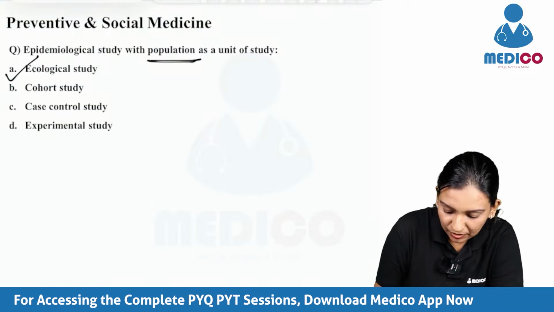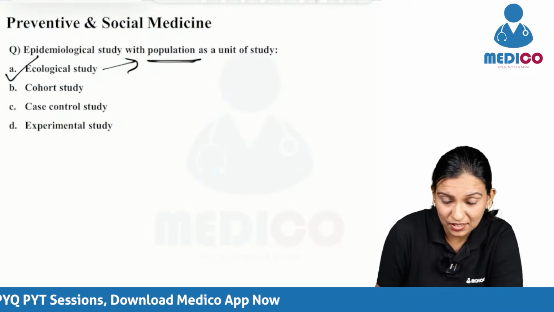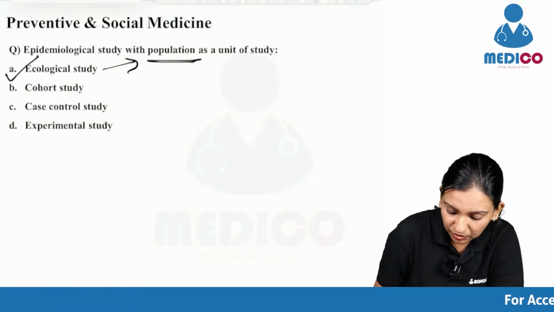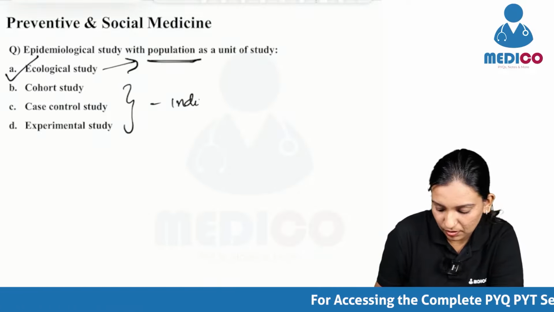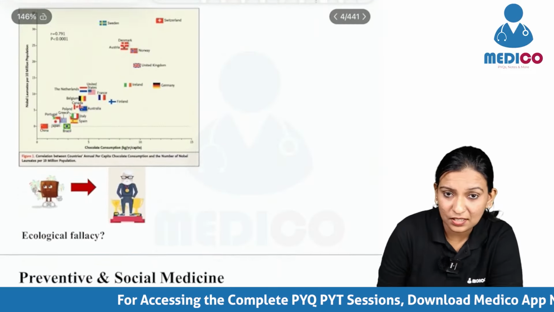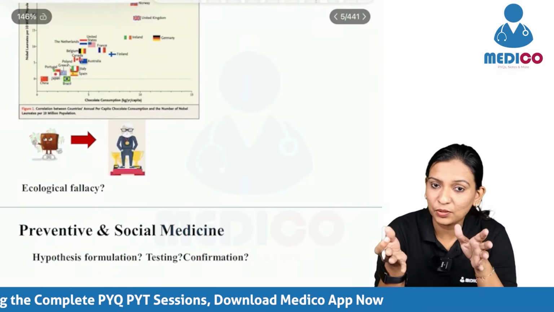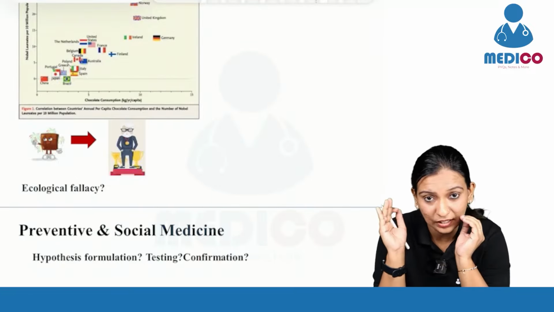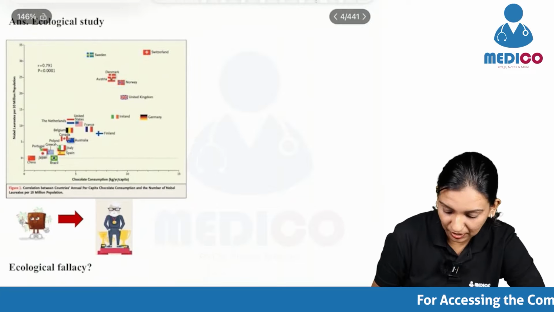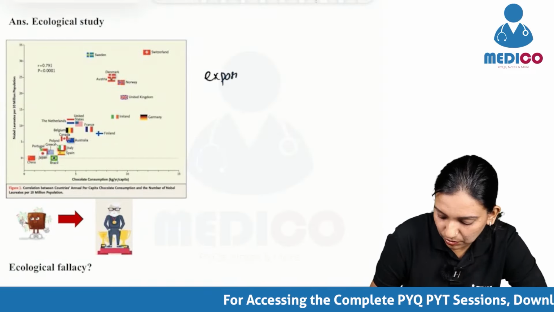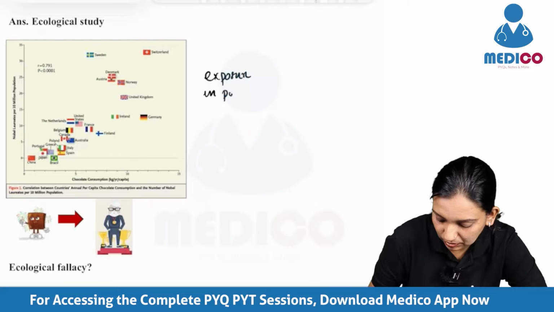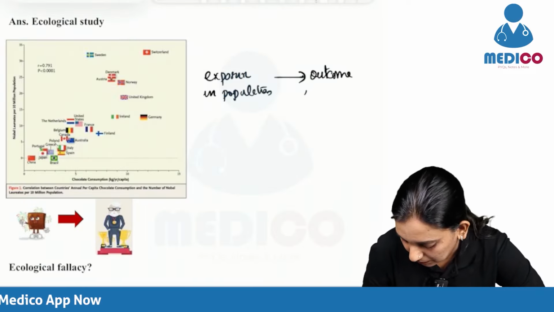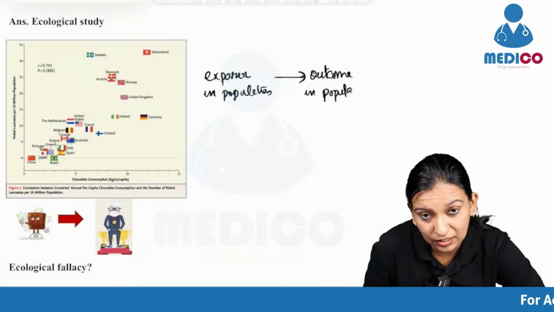See, in ecological study, the unit of study is population, whereas in the other studies, your cohort study, your case control or your RCTs, that is experimental studies, the unit of study is always an individual or subjects. So what is this ecological study? See, for any study design, basically we have an exposure, we have an outcome, right? So we try to find a relation between this exposure and the outcome. But in ecological studies, you try to find out the relation between the exposure in population and the relation of that to outcome in population. It's not in single individuals.